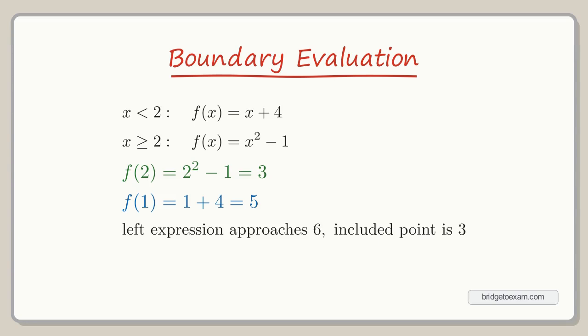Suppose f of x equals x plus 4 for x less than 2, and x squared minus 1 for x greater than or equal to 2. To find f of 2, use the second rule because the condition includes 2. That gives 3. To find f of 1, use the first rule and get 5.